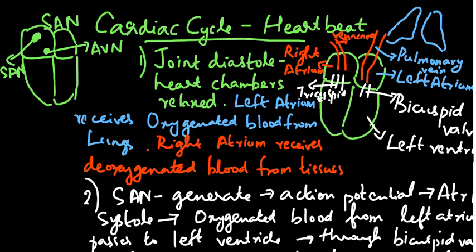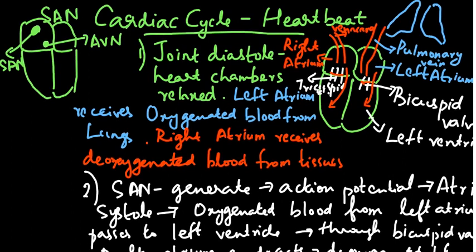Now soon after the blood reaches the ventricles, that is from right atrium to right ventricle and from left atrium to left ventricle, these valves, tricuspid valve and bicuspid valve, will close. They have to close in order to prevent the backflow of blood from ventricle to atrium. Now it's time for the ventricles to contract. That would be the next step.